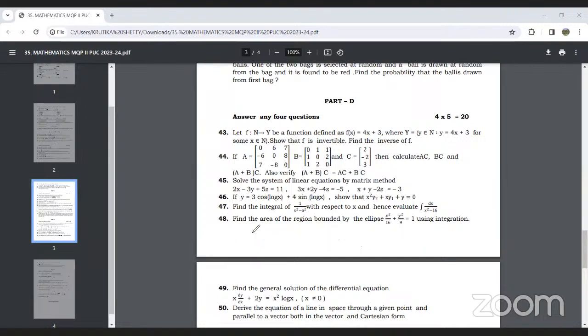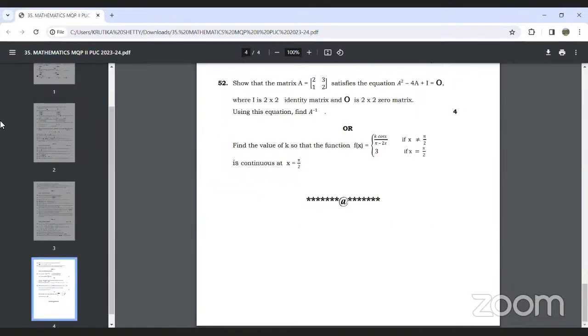Next, question number 48. Find the area of the region bounded by the ellipse x square by 16 plus y square by 9 equal to 1 using integration. We will discuss the method here. The given ellipse is of the type x square by 16 plus y square by 9 equal to 1. So we need to convert it in terms of y first, and then draw the figure.